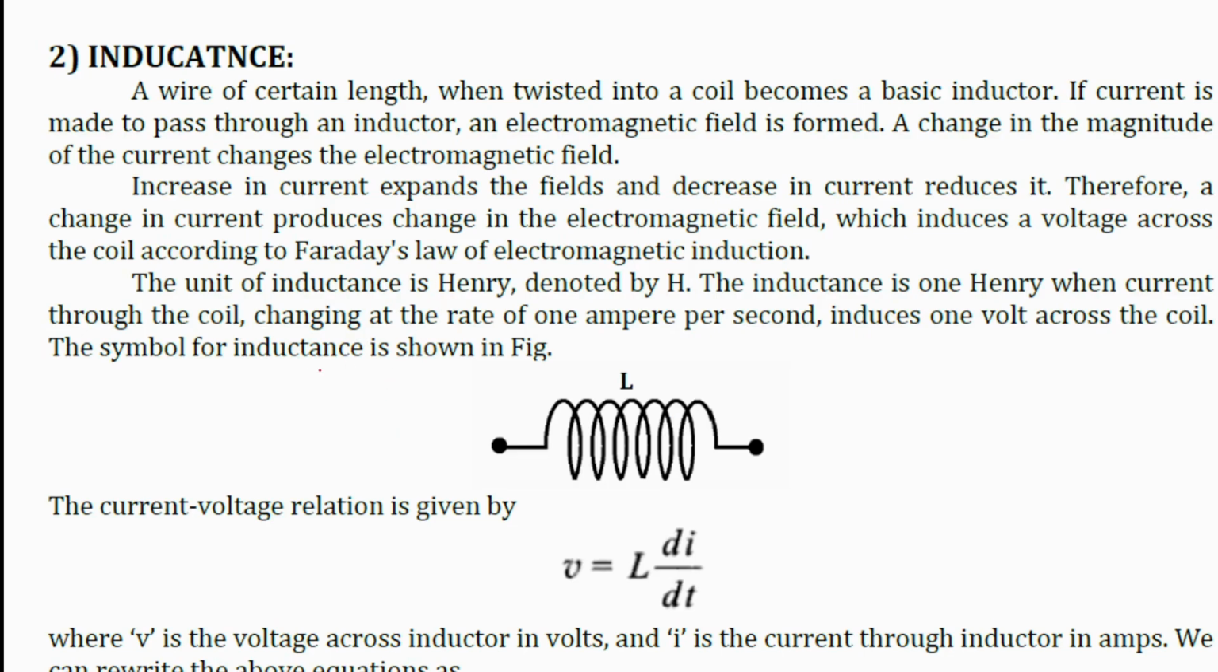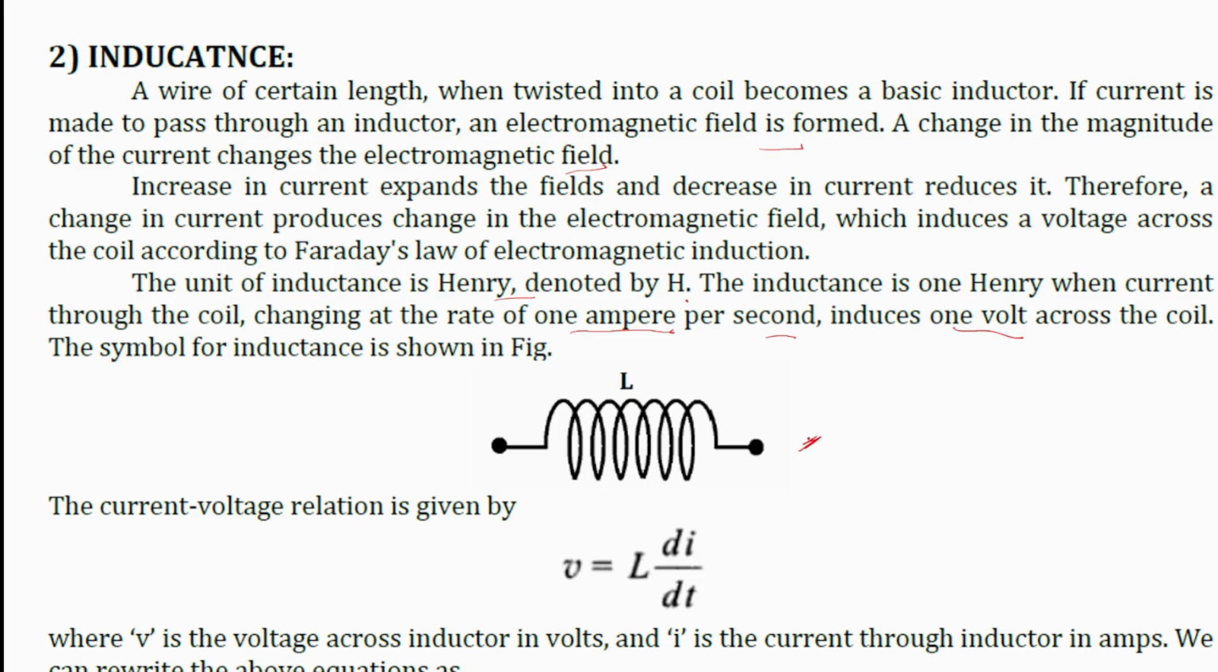Now coming to the inductance. If a wire of certain length is twisted, it becomes a coil, which is a basic inductor. If current is passed through an inductor, an electromagnetic field is formed, and a change in the magnitude of the current changes the electromagnetic field. The unit of inductance is Henry, denoted by H. When the current through the coil changes at the rate of 1 ampere per second, it induces 1 volt across the coil.